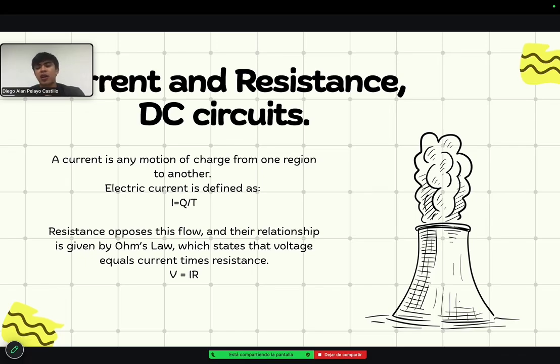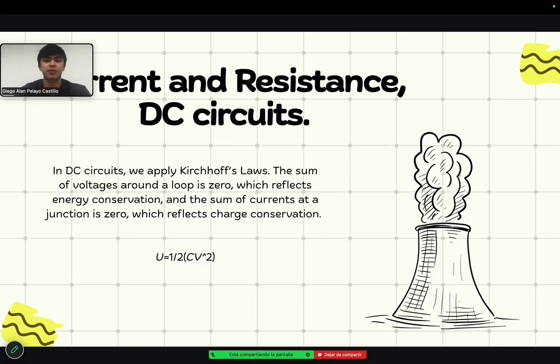And so in a DC circuit, the battery provides voltage, which gives energy to charges and causes current to flow. The amount of current depends on the resistance in the circuit, and this interaction is described by Ohm's law. The voltage drives the current, while resistance limits it, and together they determine the behavior of an entire circuit.